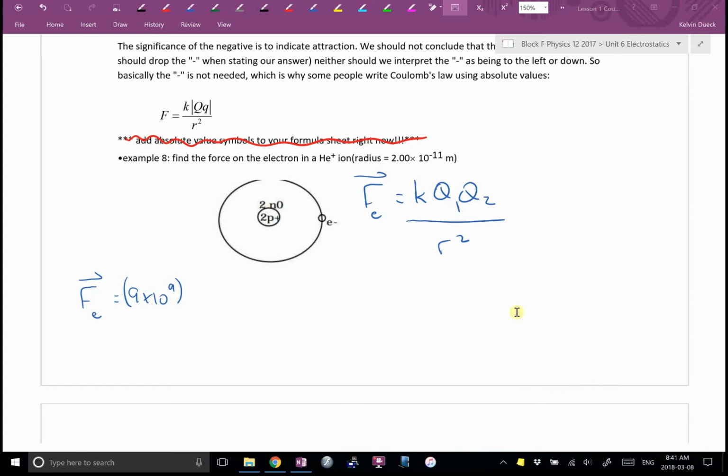How many protons are there in the nucleus, Ira? What's the charge on a proton? Nope, it's on your sheet. This is the elementary charge. So it's going to be 2 protons. What's the elementary charge? It's on your sheet. Find it. It's the elementary charge. Yes.